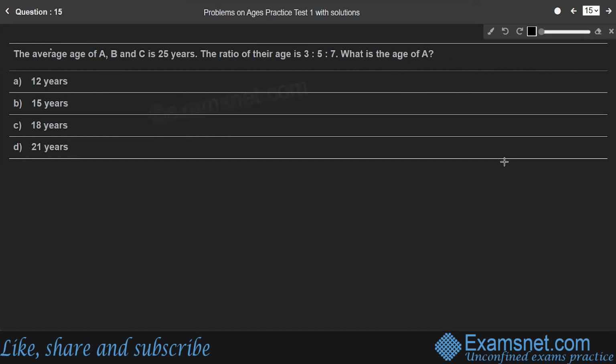Question number 15. The average age of A, B and C is 25 years. The ratio of their ages is 3 is to 5 is to 7. What is the age of A? So here the ratio of ages of A, B and C is 3 is to 5 is to 7. Therefore, we can consider the age of A as 3x, that of B as 5x, that of C as 7x years.